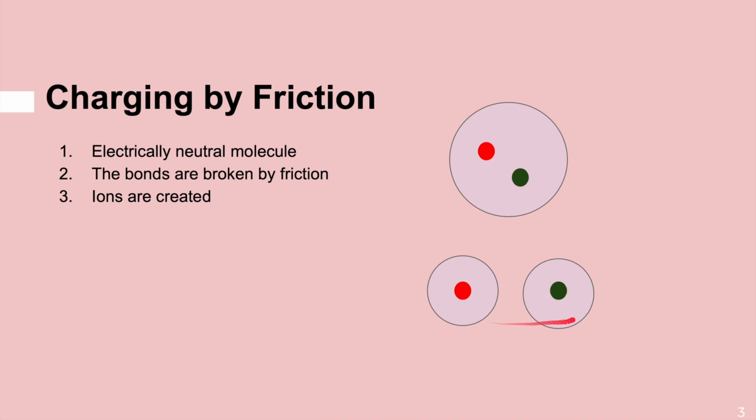The total charge stays the same. We're not creating anything, but we're breaking the bonds between them. So it's like we're slicing this in half and they're going their separate ways. So ions are created. Again, this is super simplified. It's not actually what anything looks like.